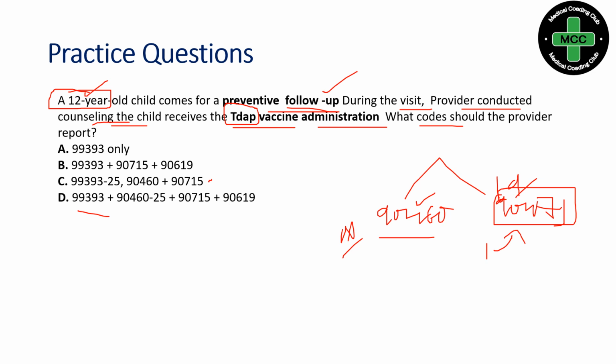So overall, the CPT is 99393 for the preventive service, 90460 is the administration code for the vaccine, and 90715 is the Tdap vaccine code. The 25 modifier is important, and we use it with the preventive service E/M code since we have a separately identifiable service performed on the same day. So this is important here. The answer is C. I hope you have understood this particular question. If you have any queries, please do comment. And lastly, we'll see one more question.